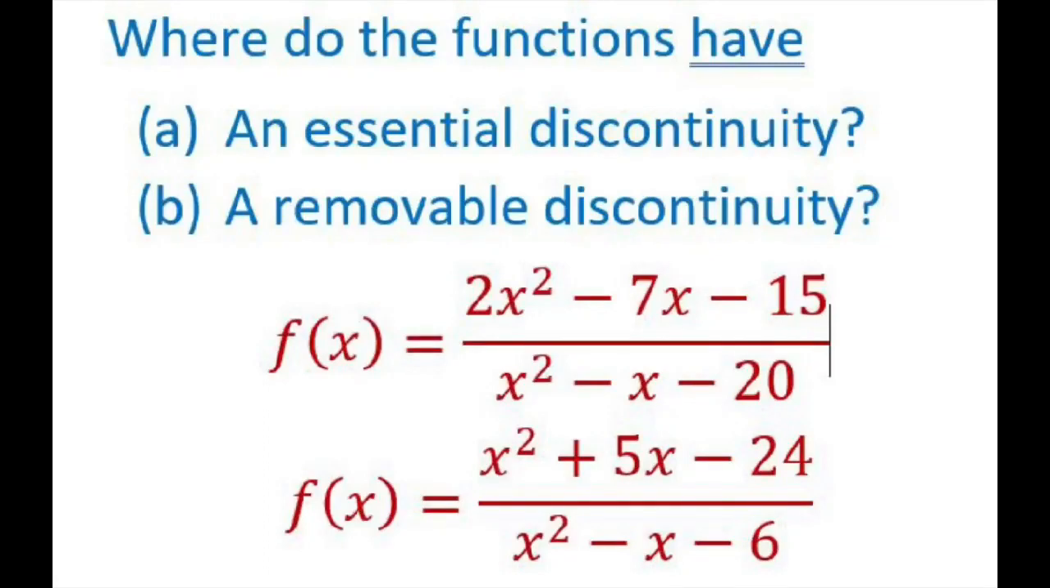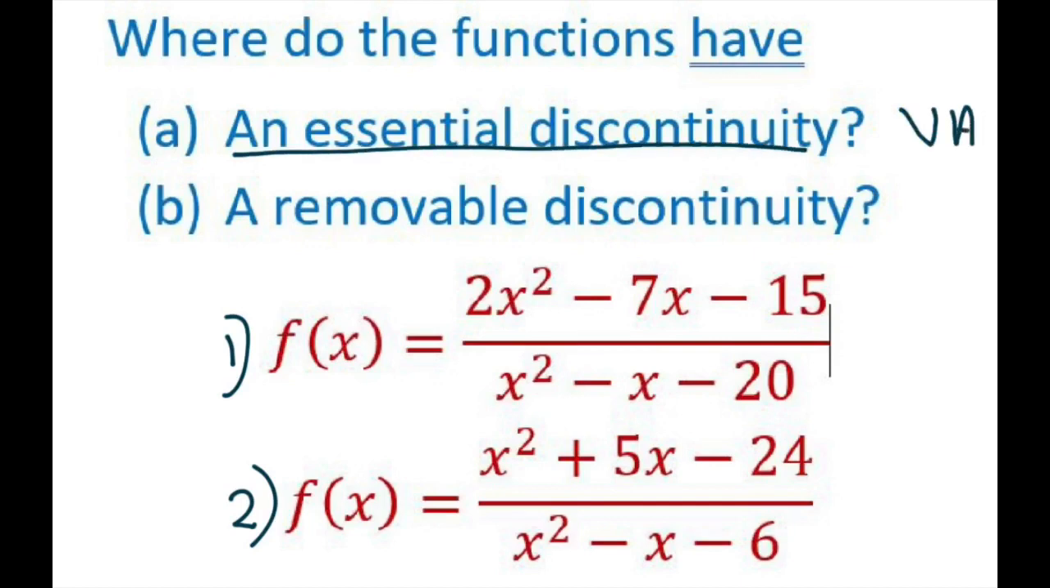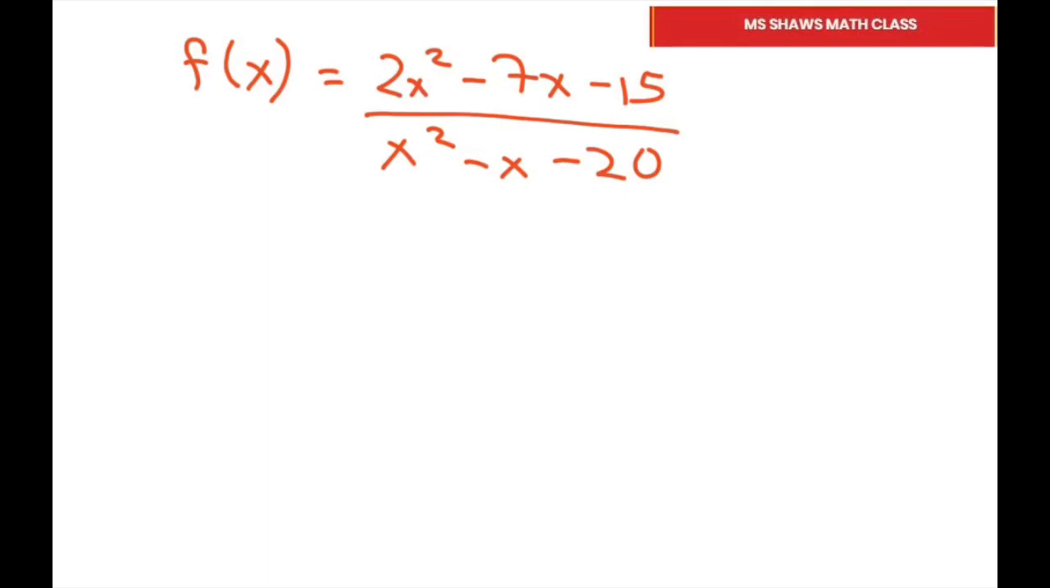Everyone, we're going to work on these two problems here and basically just discuss what essential discontinuity is, your vertical asymptotes, and a removable discontinuity, which just means you have a hole. So it's like a point in the graph. So we'll get started on these and talk about the discontinuities.